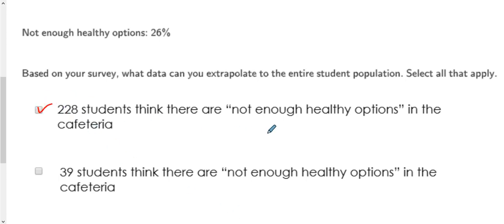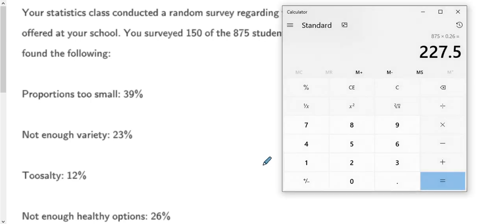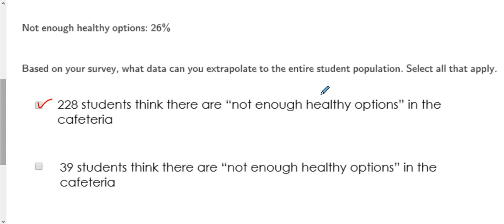All right. Now it says 39 students think that there are not enough healthy options. Well, we just said 228. What the 39 is, that would be probably, I would guess, 26% of this. All right. So let's see, 150 times 0.26. And yeah, we get 39, but again, this was about the entire student population. This answer here is not about that, so no, we're not going to pick that one.